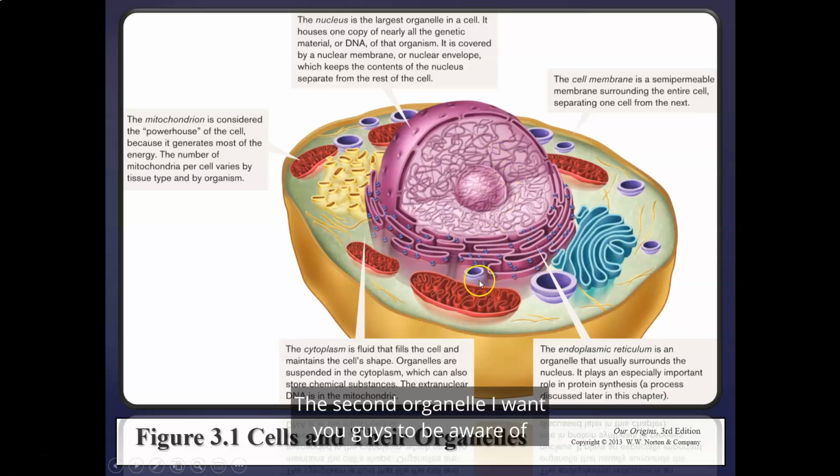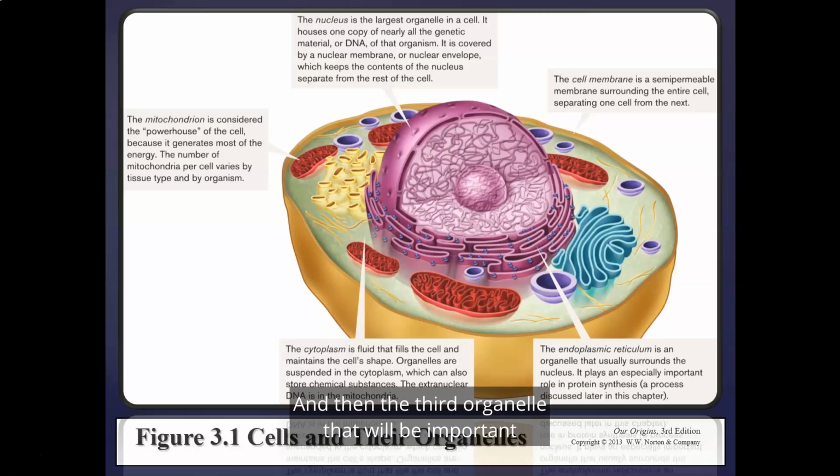The second organelle I want you guys to be aware of is this red oval shape here. This is the mitochondria. The mitochondria will house the mitochondrial DNA. It is also known as the powerhouse of the cell. It produces and stores ATP, which is basically the gasoline for the cell.